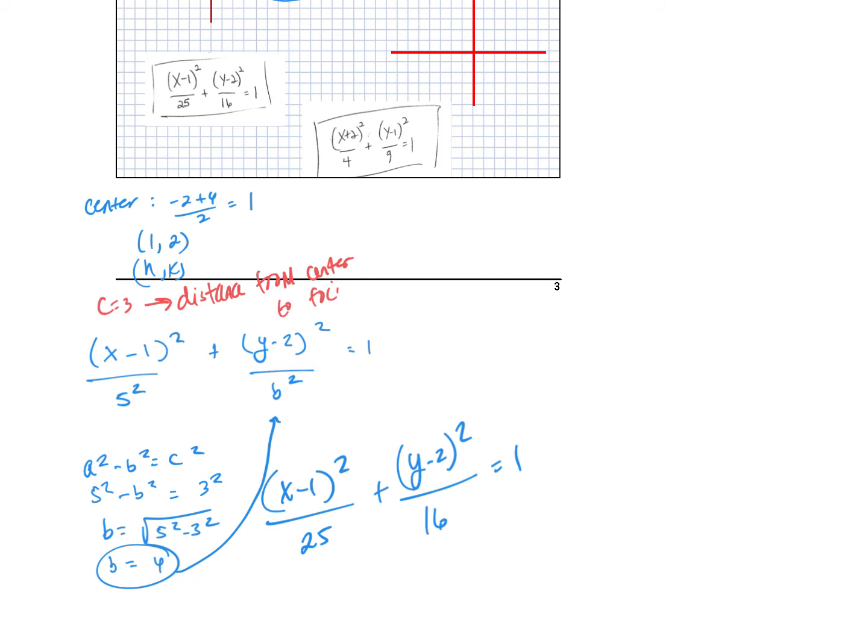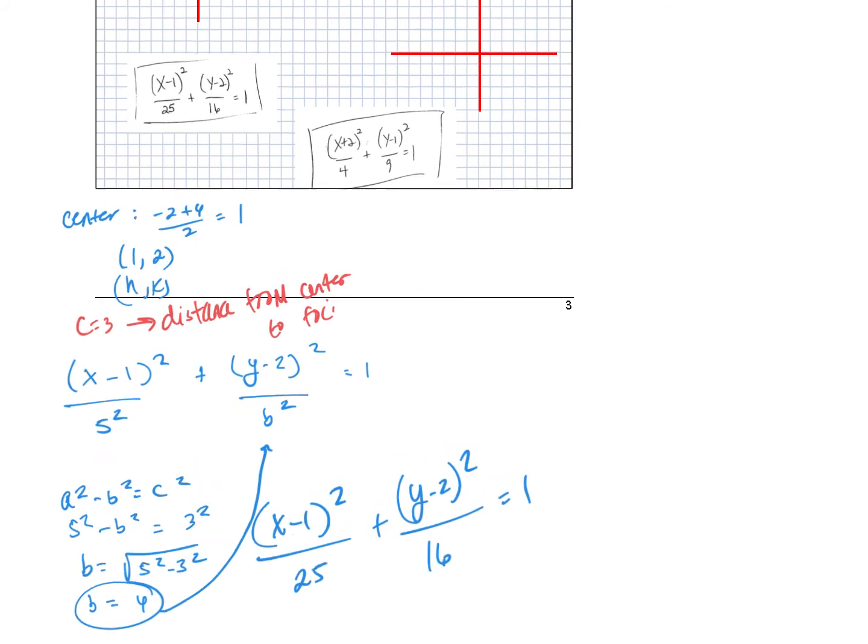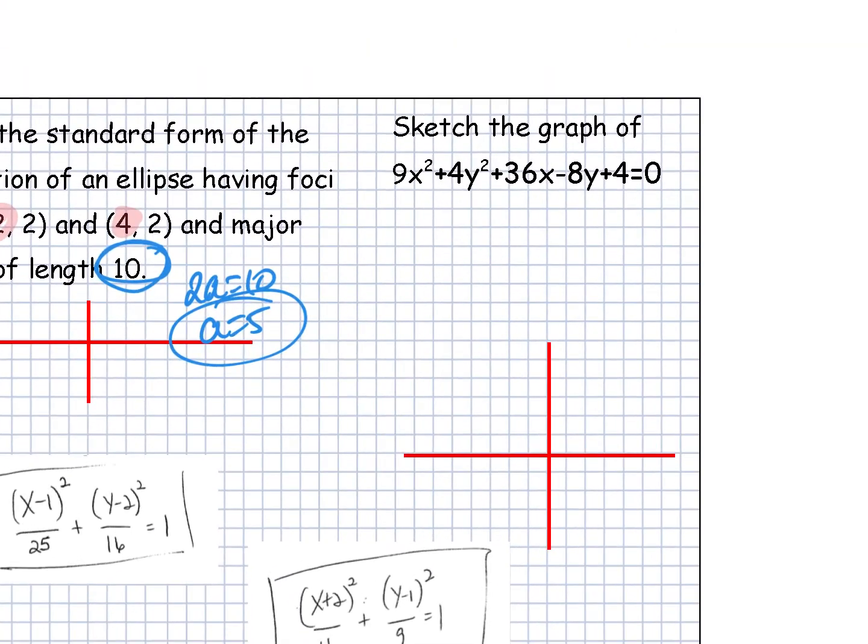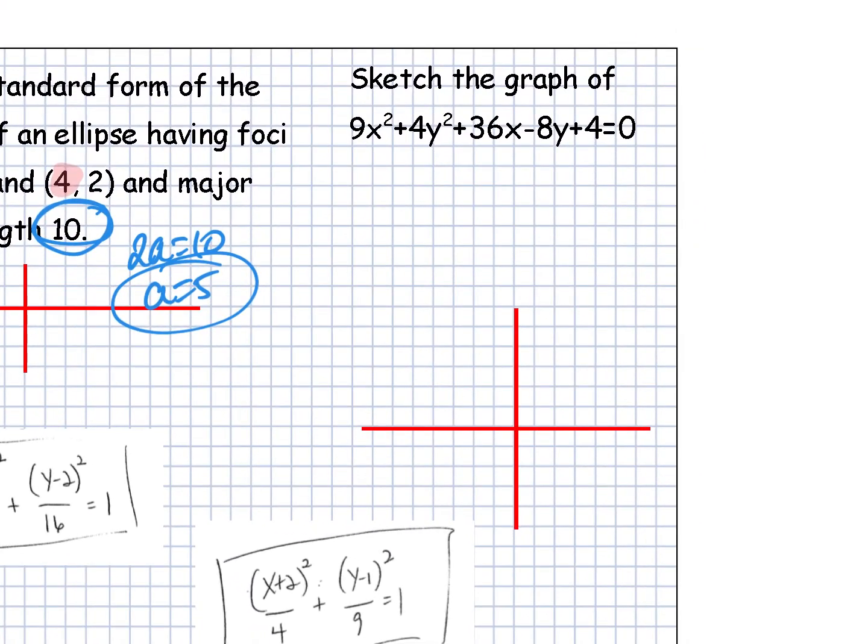All right, the second example here is saying sketch the graph of the given, what appears to be, just a polynomial with x's and y's put together. It's not in any standard form quite yet, so we need to get it there. So we have 9x squared plus 4y squared plus 36x minus 8y plus 4. Our job is to complete both squares. We want to put our x terms together and our y terms together.